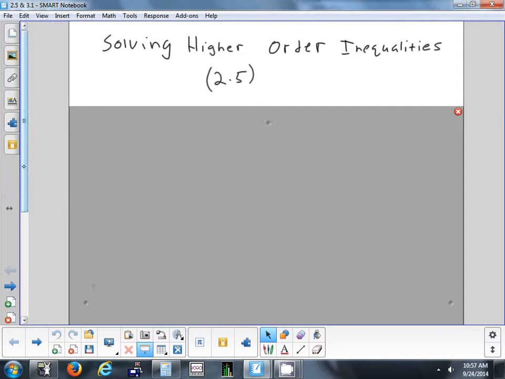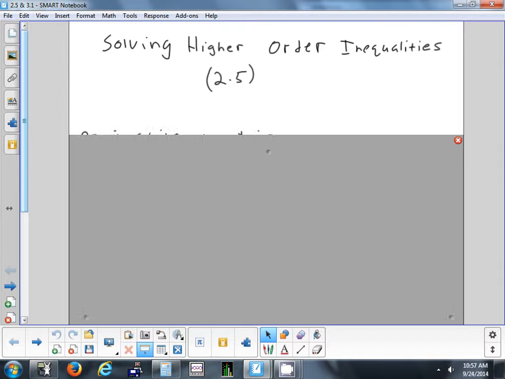Okay, so yesterday we solved inequalities that were linear. Today we're going to solve higher order inequalities, which basically means inequalities that might be quadratic or cubic. When they get too complicated, we're going to use a calculator. But for ones that are a little bit more basic, we'll use algebra.